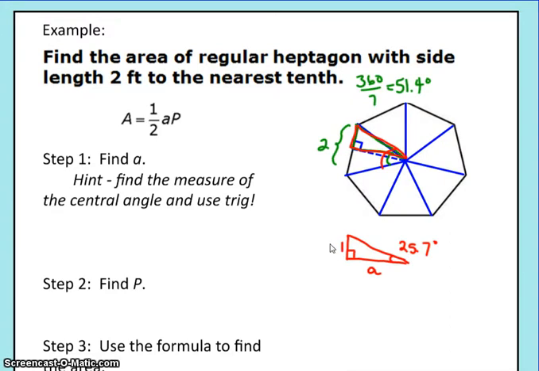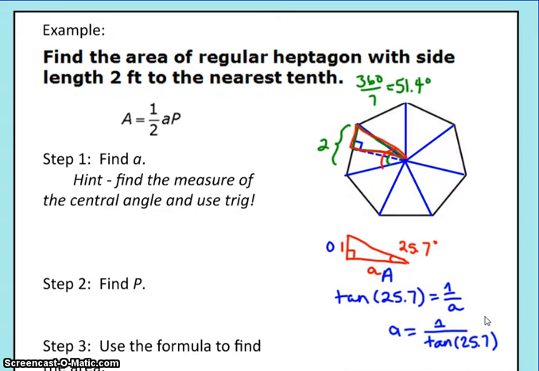So this side, 1, is opposite of 25.7 degrees, and this is my adjacent side. So I will be using tangent. Tangent of 25.7 degrees equals opposite over adjacent. So A equals 1 over the tangent of 25.7. So let's type it in our calculator. Now I know that the problem says round to the nearest tenth. Let's go ahead and round to the hundredth, because in the end, if we round too soon, it may change our answer. So the apothem is 2.08.